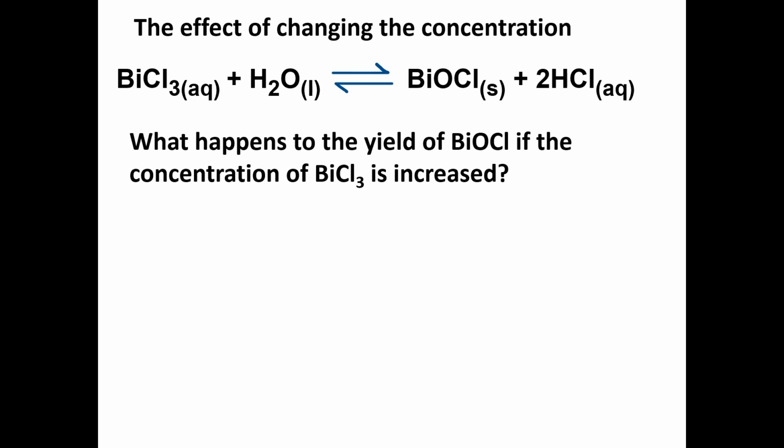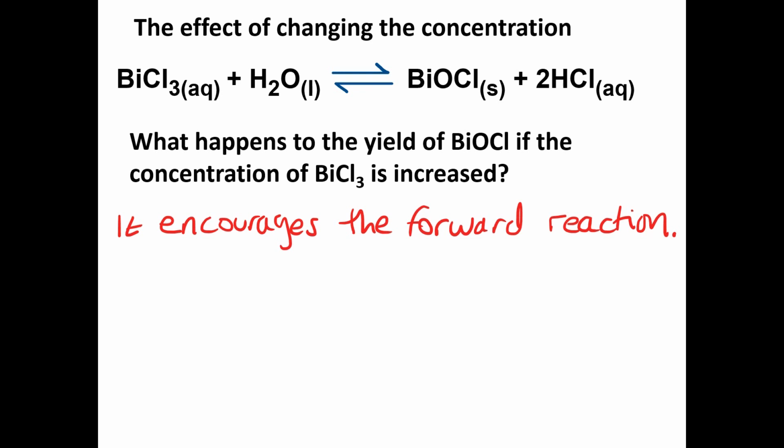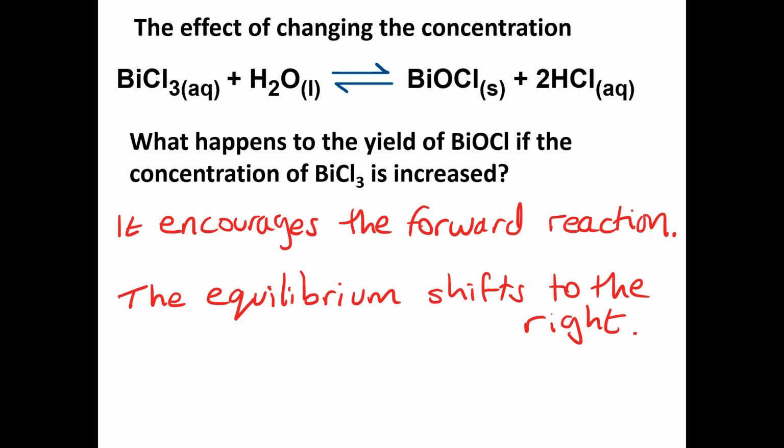So what would be the effect of changing the concentration? What happens to the yield of BiOCl if the concentration of BiCl3 is increased? Well, it will encourage the forwards reaction because by doing that, it will reduce down again the concentration of BiCl3. So it will try and undo the change we've put onto the system. So if it encourages the forward reaction, the equilibrium shifts to the right and more BiOCl is made. So once again, we've set it out in terms of will it encourage the forward or reverse reaction? Does the equilibrium shift left or right? And does it make more or less product?